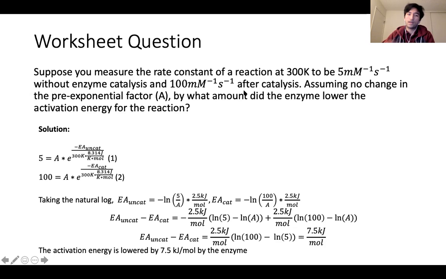So we can take the natural log of both, and simply by just subtracting the two, since we're only interested in knowing by what amount the enzyme lowers the activation energy, we do the activation energy of the uncatalyzed reaction minus the activation energy of the catalyzed reaction. And hopefully I did this math correctly, but I think you should end up with that the activation energy is lowered by 7.5 kilojoules by this enzyme.